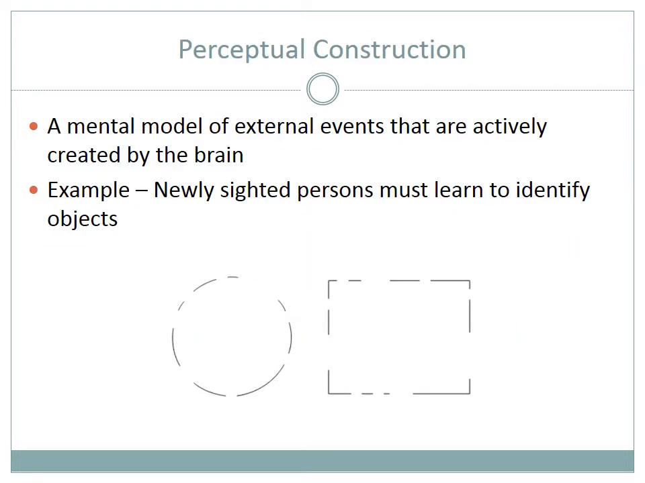Here's another term, perceptual construction, which is a mental model of external events that are actively created by the brain. An example would be newly sighted people must learn to identify objects. I'd heard about this where people that have been blind since birth, and through some procedure they've gotten their sight, and they don't know what they're looking at, so they have to relearn that.